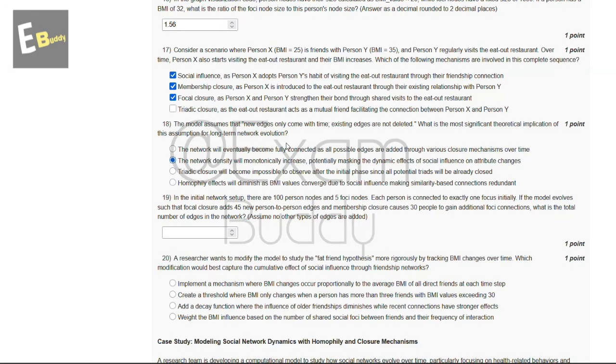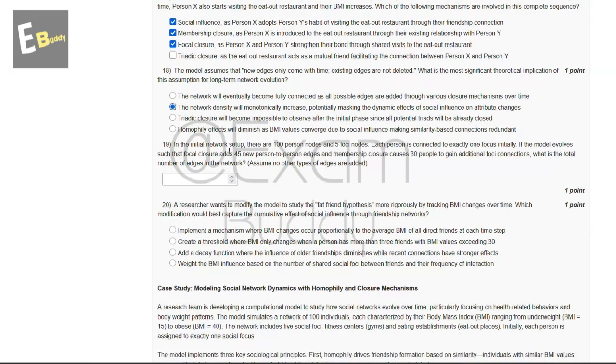And now let's go to our question number 19. In the initial network setup, there are 100 person nodes and 5 foci nodes. Each person is connected to exactly one focus initially. If the model evolves such that focal closure adds 45 new person-to-person edges and membership closure causes 30 people to gain additional foci connections, what is the total number of edges in the network? So the answer for our 19th question is 175.